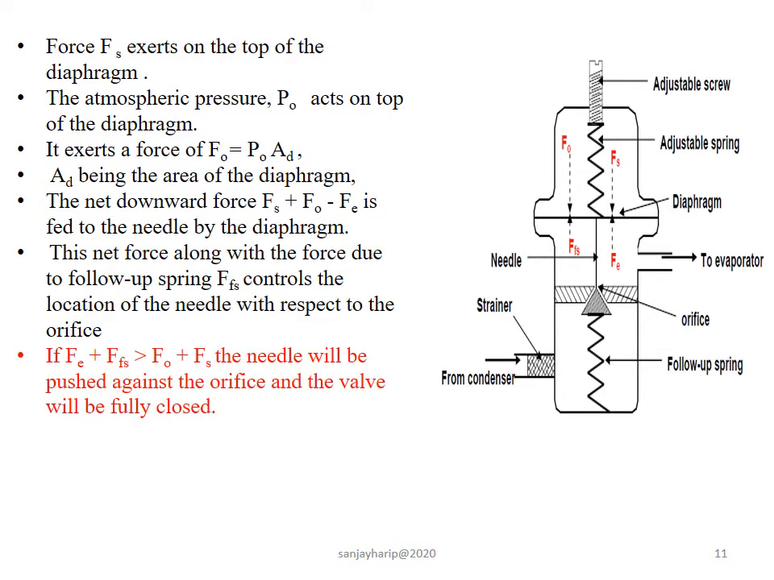The net downward force, that is Fs plus Fo minus Fe. This is very important. Fe, that is the force acting on the diaphragm, which is equal to the evaporator force. This net force along with the force due to follow-up spring, that is FPS, which we are adjusting with the help of adjustable screw. So this FPS controls the location of needle with respect to the orifice.